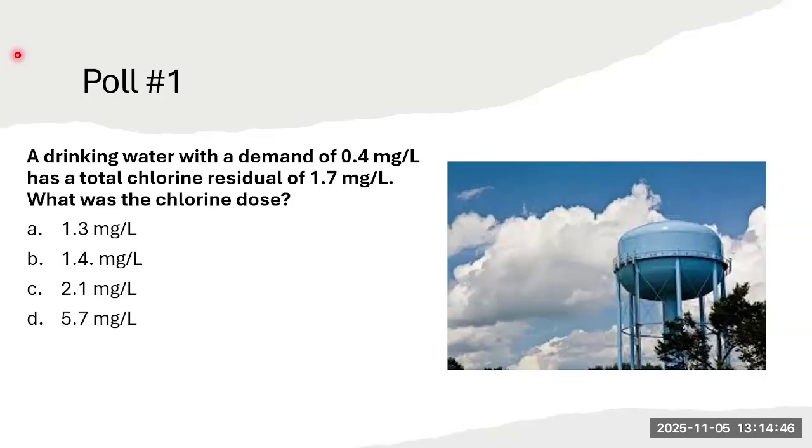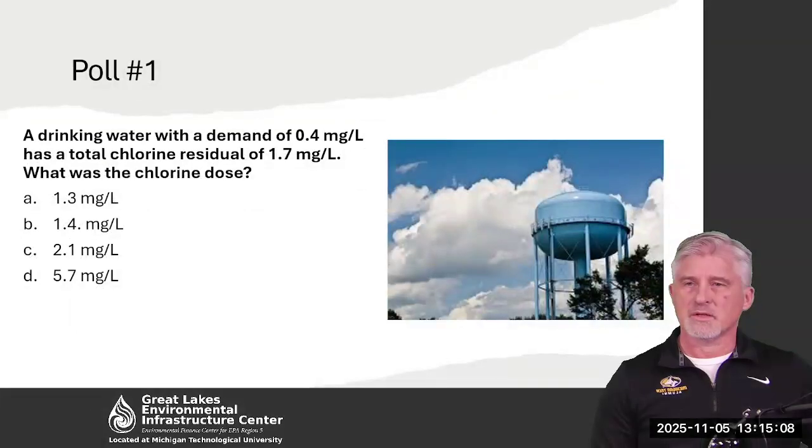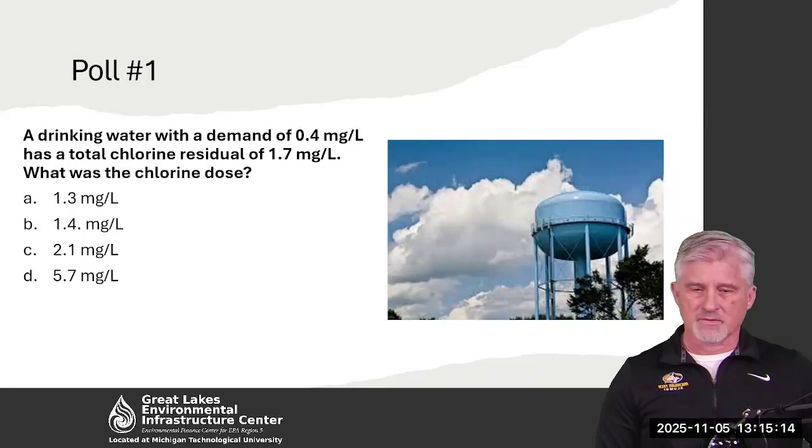All right, we're at 80% of the participants responding, so at this point, I'll close the poll. Hopefully, everybody's had a chance. And I'll share these results. So, the results: 90% of the respondents said that it's 2.1 parts per million, 8% said 1.3, and 2% said 1.4. Nobody said that it was 5.7 parts per million.